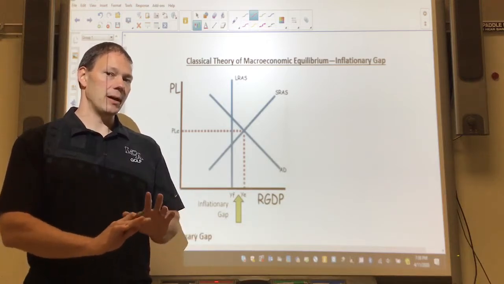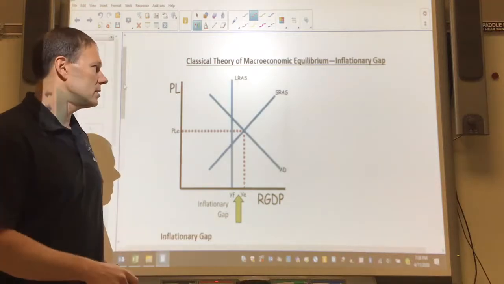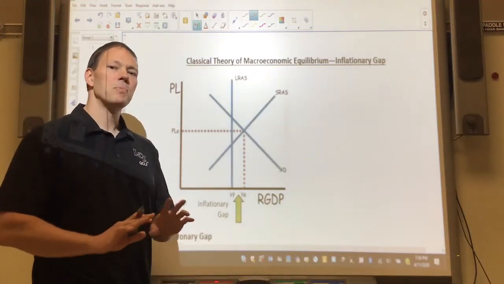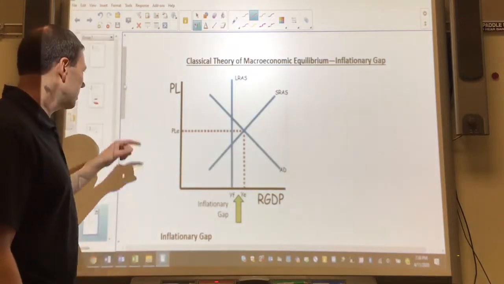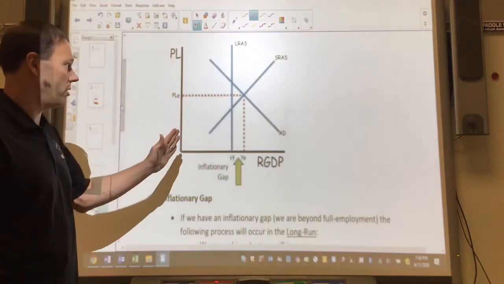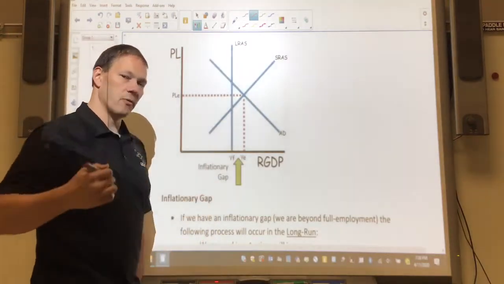And that's the key. The classical approach, sometimes called the conservative approach or the laissez-faire approach, is the idea that you just let the economy be, let it adjust itself, let it fix itself, and we're going to see how this process works. Okay, so in an inflationary gap, remember, LRAS represents, in a sense, full employment output.